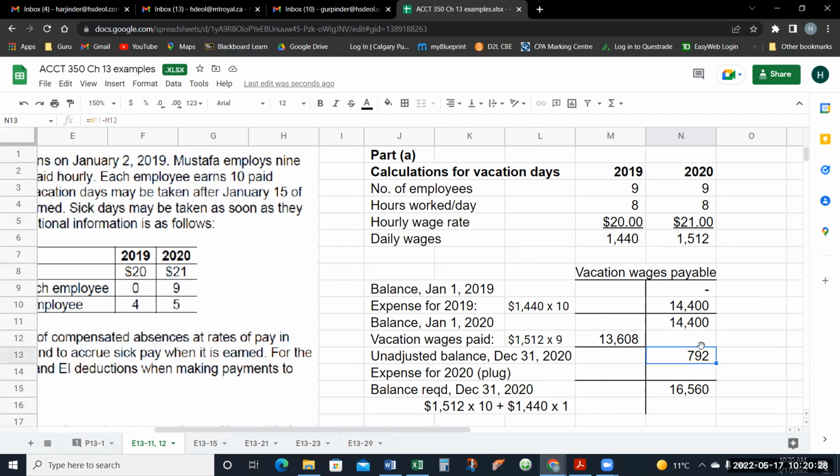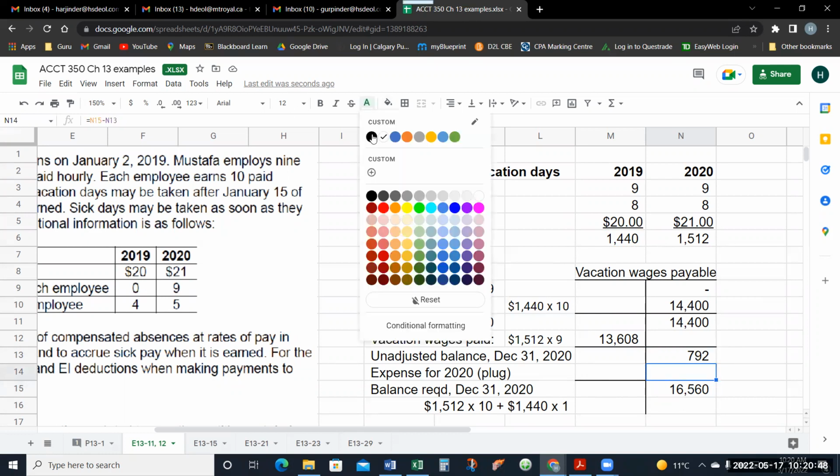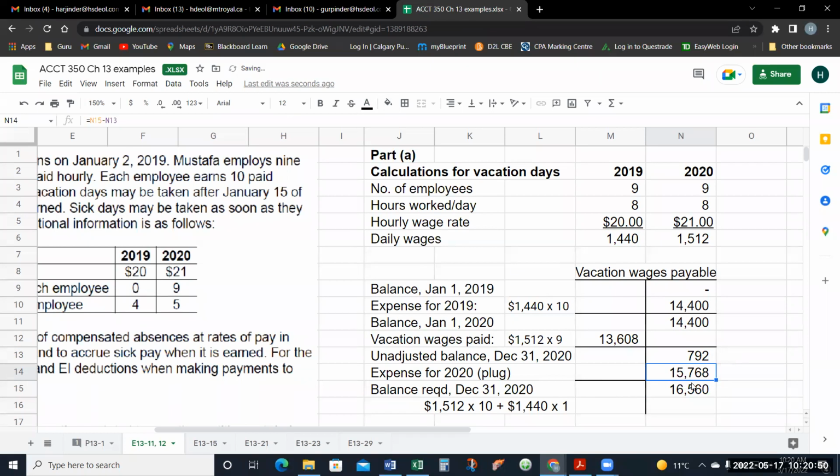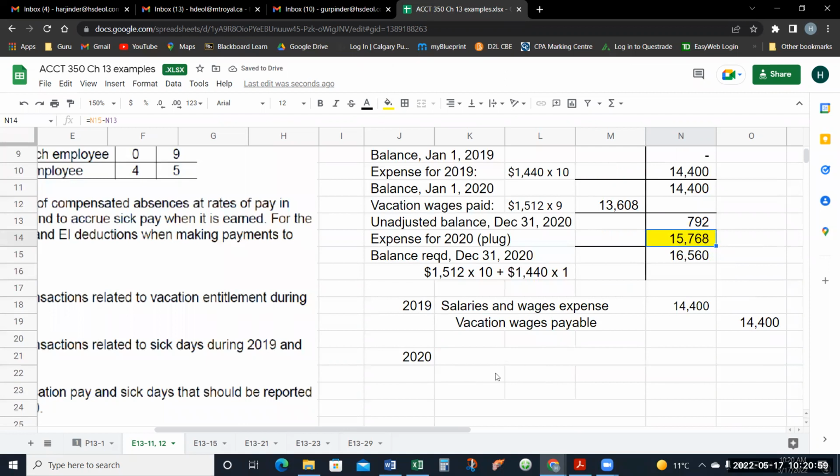Now, our unadjusted balance is 792. We want the vacation wages payable liability to be 16,560. So how's that going to happen? To make it happen, we need to record an expense for the difference between these two amounts. And the difference between the two amounts is 15,768. So that's a plug for us. It's a plug amount that we calculate and use for our journal entry.